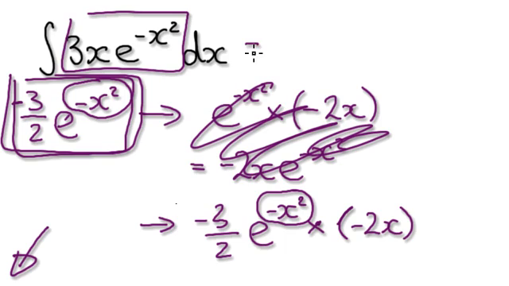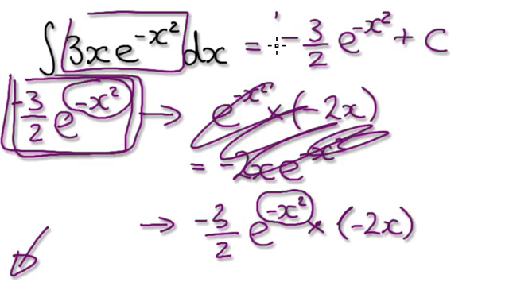Okay, so the answer here will be equals minus 3 over 2 e to the power of minus x squared, and then because we need to represent the whole family of antiderivatives, we need to plus c here. So this here will be your final answer. Okay.